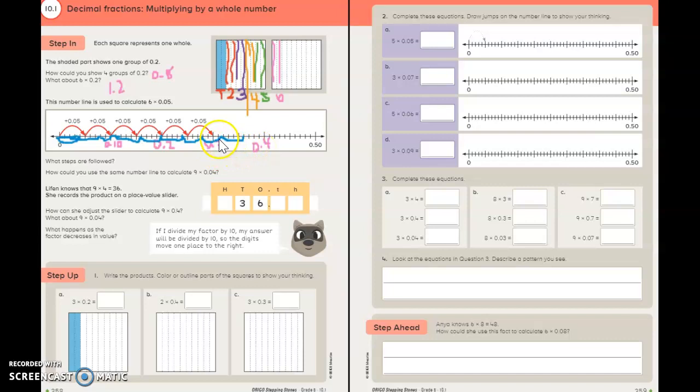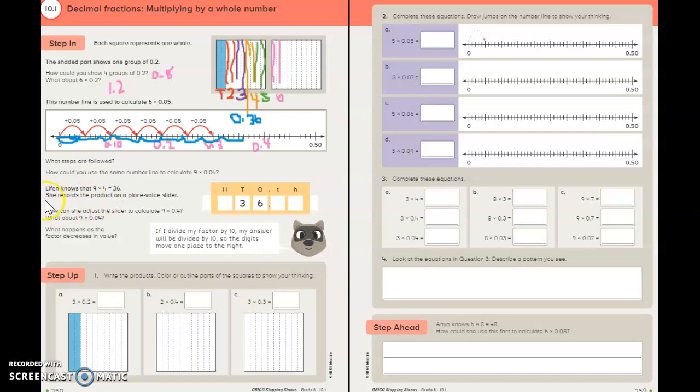So I know that this represents 3/10, so this would be 31/100ths, 32/100ths, 33/100ths, 34/100ths, 35/100ths, and this would be 36/100ths. So my answer here would be 0 and 36/100ths. Okay?